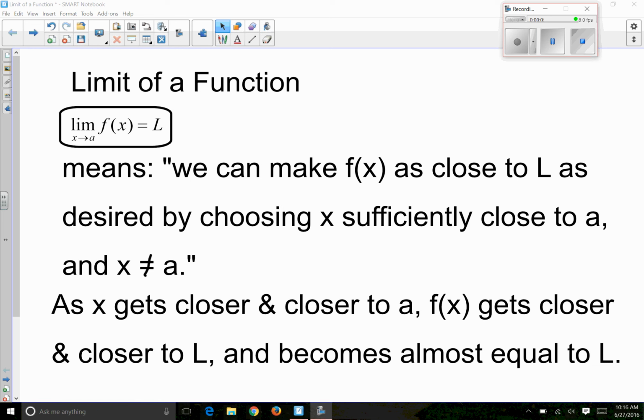Limit of a function. Here is the notation. We say the limit of f of x as x approaches a equals L.